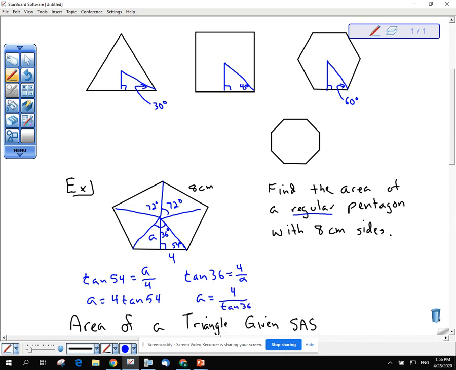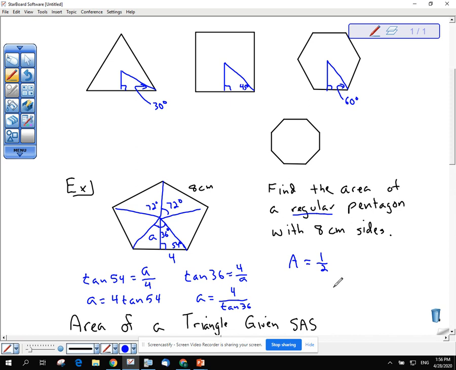But if you want to pause the video right now and check and see if I know what I'm talking about, with your calculator and degrees, type in 4 tangent 54, type in 4 divided by tangent 36. They will be the same value. Okay? Now, let's solve this, find this area.